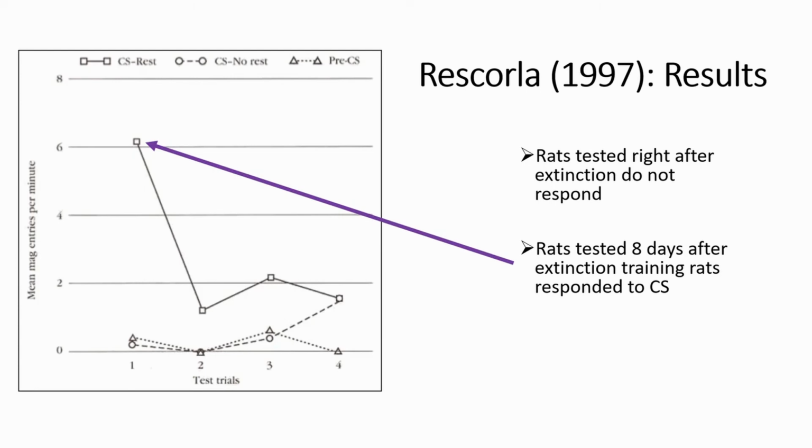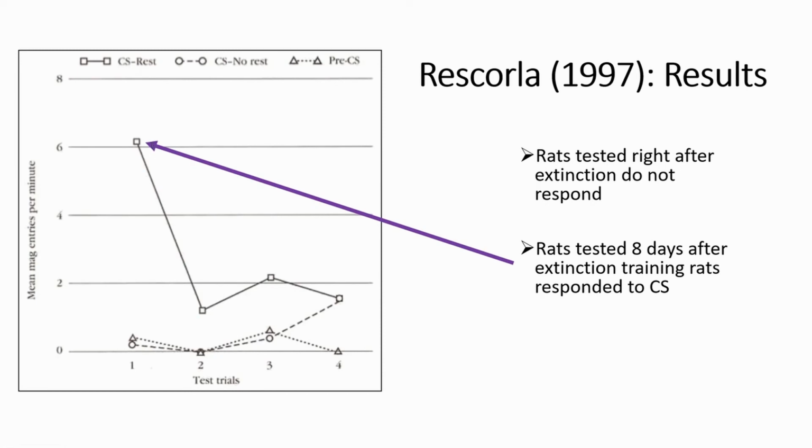Now, if extinction was unlearning of what was originally acquired, then we wouldn't expect to see spontaneous recovery. We wouldn't expect any difference in responding between a group that was tested after a rest versus immediately after extinction. If extinction was just unlearning what had been originally learned, then these two groups would both look identical and they would both be very flat at the bottom. But because we see this spontaneous recovery, we know that this group hasn't unlearned what happened.